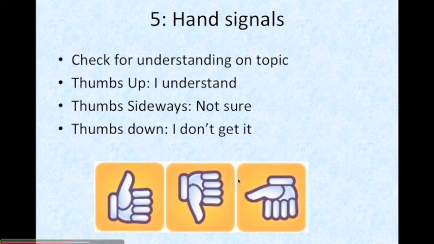The last one is hand signals. Hand signals are really quick and easy, a way to figure out if students are understanding the material. So thumbs up, students are saying, I totally get it, I understand. Thumbs sideways, not sure. Thumbs down, I absolutely don't get it.